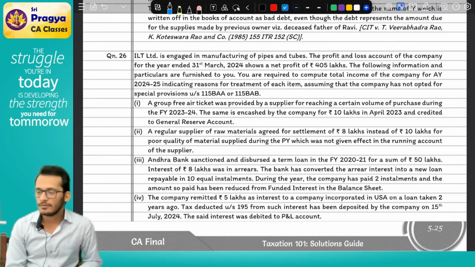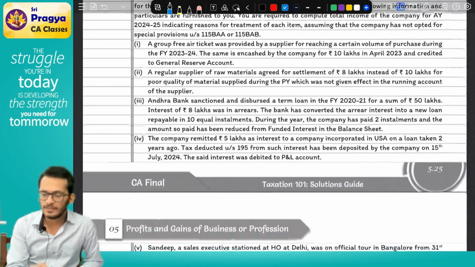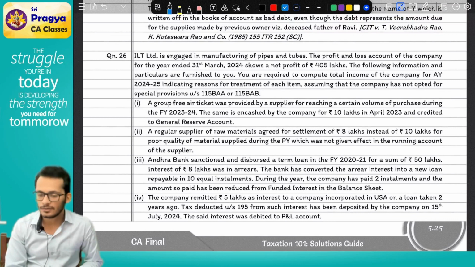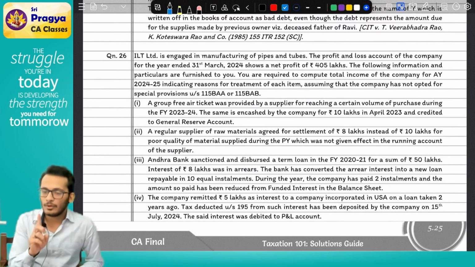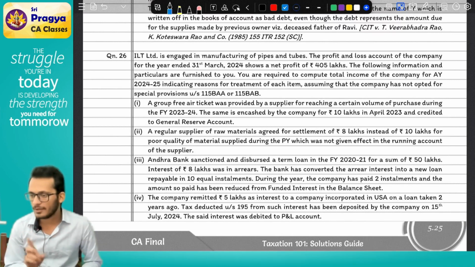Now what we're going to do is start with sums. We're going to do some PGBP sums. Yes or no? Let's do some PGBP sums. Read the question along with me. I'm going to tell you how to approach a question in the exam.